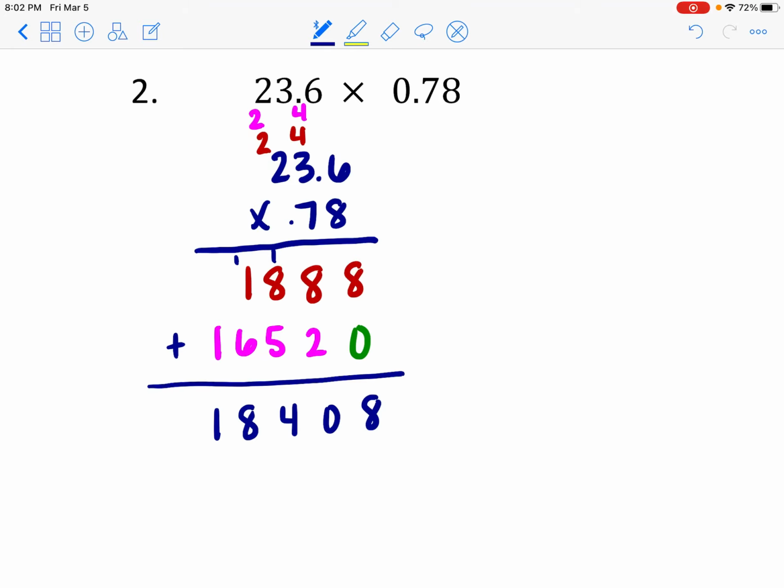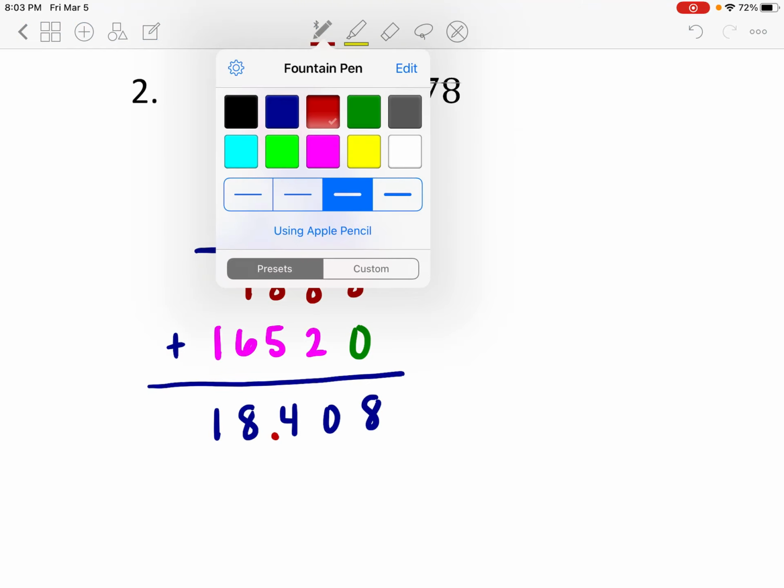Alright, so there's our answer in terms of a product, but we got to put a decimal in there. We've got 1 number after the decimal here. We've got 2 numbers after the decimal here. So if I add those, that means I need 3 numbers after the decimal in my answer. So I'm going to start at the end and go 1, 2, 3. So my decimal needs to be right here. Okay, 3 numbers after the decimal. So that's going to make this result.